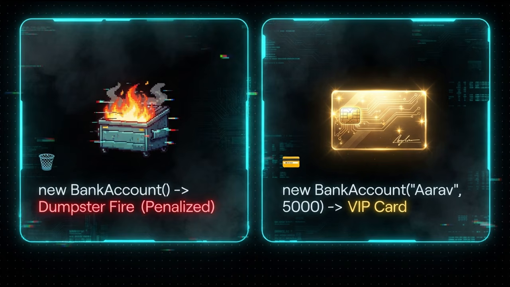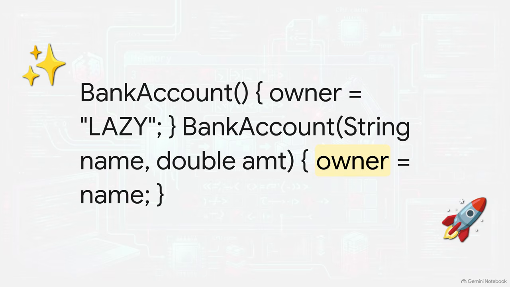But Path B, that's where the magic happens. By using a parameterized constructor, the user is instantly granted the VIP golden card treatment. The really crucial point here is that, just like method overloading, Java allows you to have multiple constructors within the exact same class. We can offer one no-argument constructor for the lazy path and one parameterized constructor that takes a name and an amount. If they fill out the form properly, they hit that second constructor. They are born into memory with their real name and their real balance instantly applied. Zero wasted memory writes, just pure optimized efficiency.